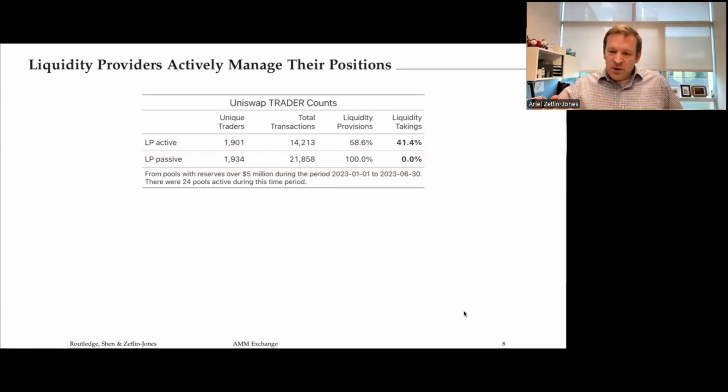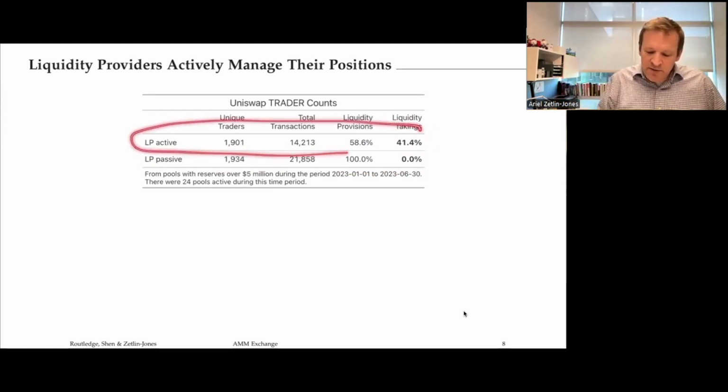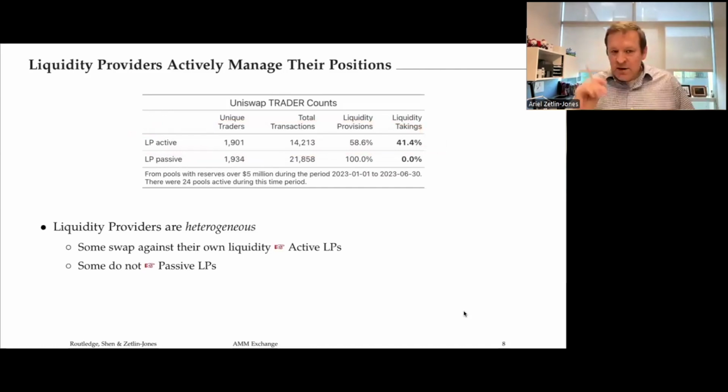They mint or burn some liquidity, they walk away. But half of our liquidity providers seem quite active, okay? So that's going to be my classification. So we do see a mix in this pool. We do see some heterogeneity.